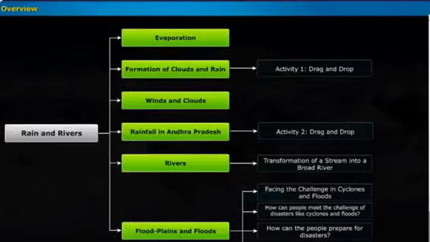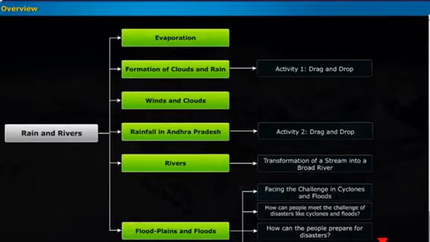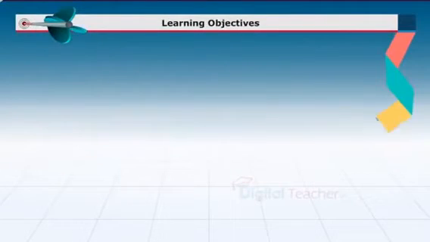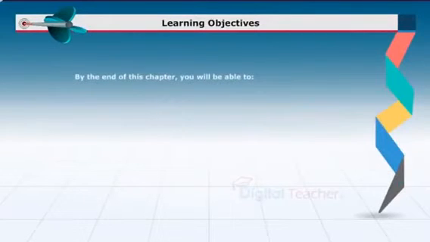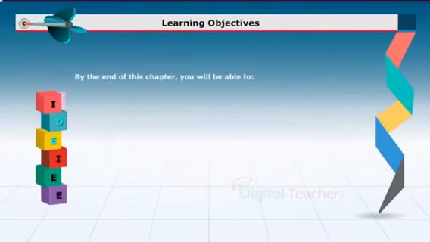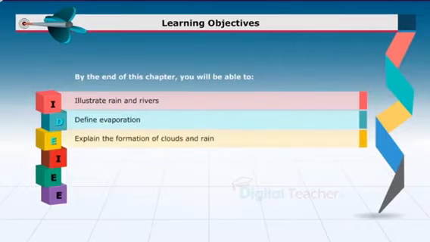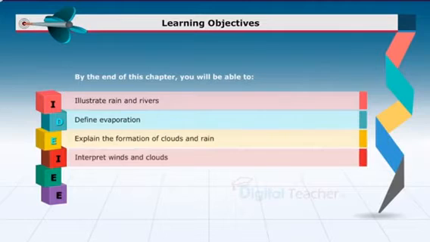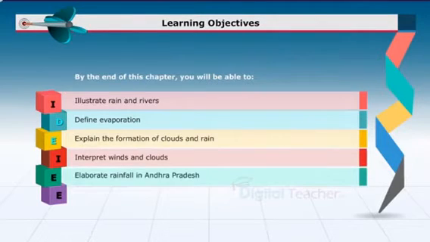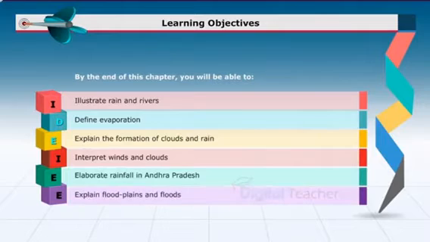This slide presents the overview of the chapter. Learning objectives. By the end of this chapter, you will be able to illustrate rain and rivers, define evaporation, explain the formation of clouds and rain, interpret winds and clouds, elaborate rainfall in Andhra Pradesh, explain floodplains and floods.